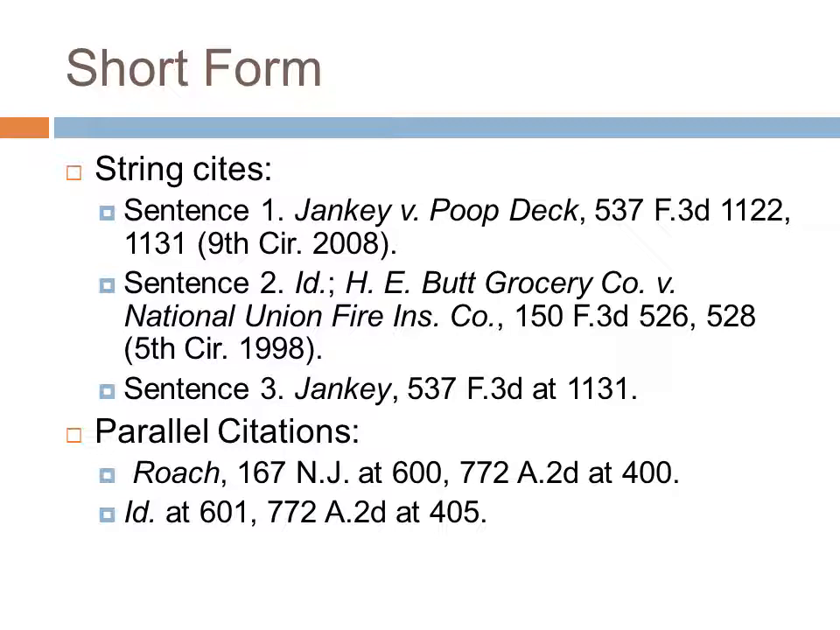For instance, if I had just referenced Roach in the immediately preceding citation, in the present citation I would leave out 167 N.J., because New Jersey Reports is the official state reporter. I would leave in the volume number and reporter name for the regional reporter, the Atlantic Reporter, which gives us 772 A.2d.